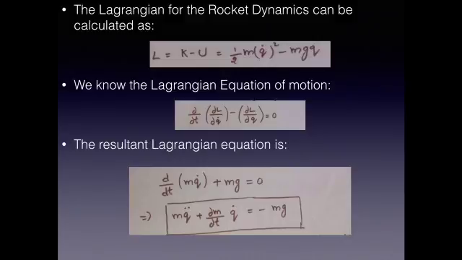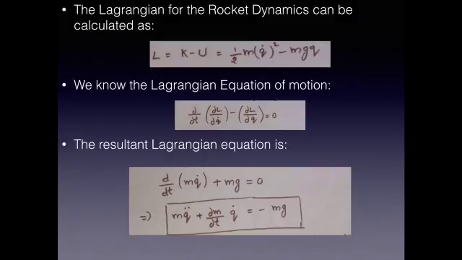We know that the Lagrangian is defined as K minus U. Substituting K and U from the above equations, we get the Lagrangian for the rocket dynamics. We know the Lagrangian equation of motion: ∂/∂t of ∂L/∂q dot minus ∂L/∂q equals 0. We have already learned this in the Science-1 class. Using this, we can get the resultant Lagrangian equation by substituting it as follows.